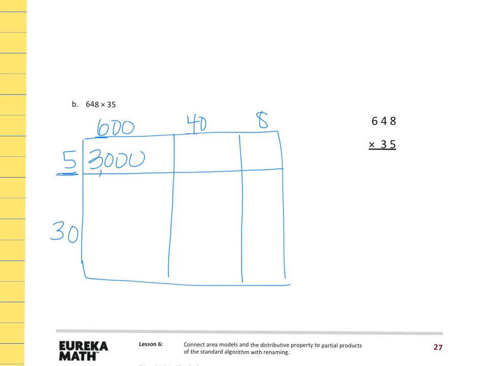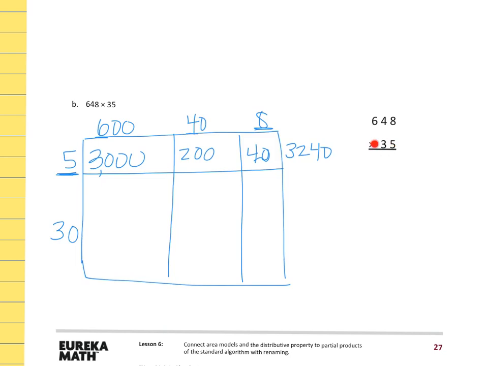5 times 4 is 20, add your 0 to get 200. 5 times 8 is 40. Oops. And now we're going to add 3,240, just how I said it. That's how we're going to write it, 3,240.